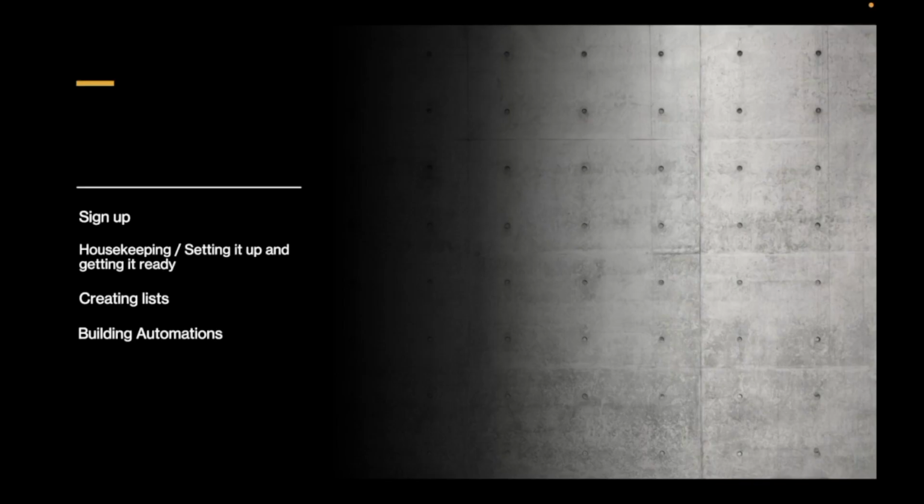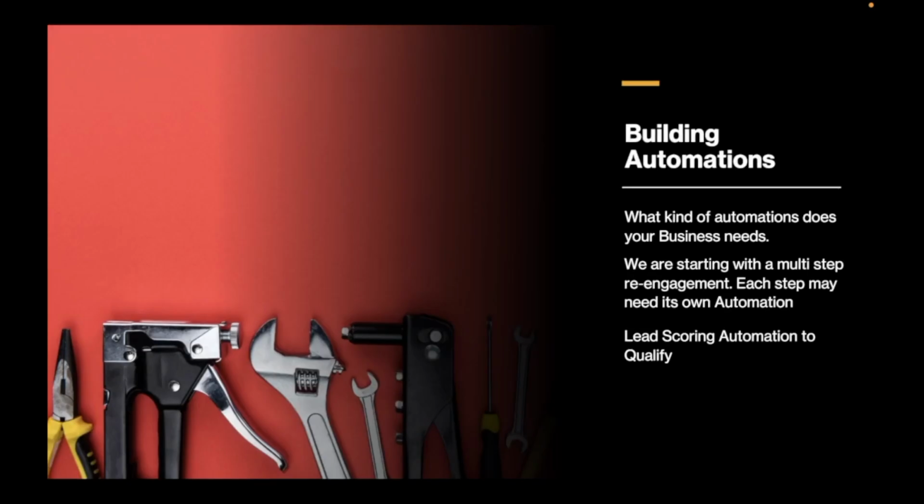With this done, it is time to move to the most important part of this masterclass, which is building automations. Before we start building automations, think of it, what kind of automation does your business need? We are going to be starting with a multi-step re-engagement campaign. And since it's a multi-step, each step will have its own automation. And then there would be an option called lead scoring automation, because we only want to have the most engaged customers and we want to give priority to them.